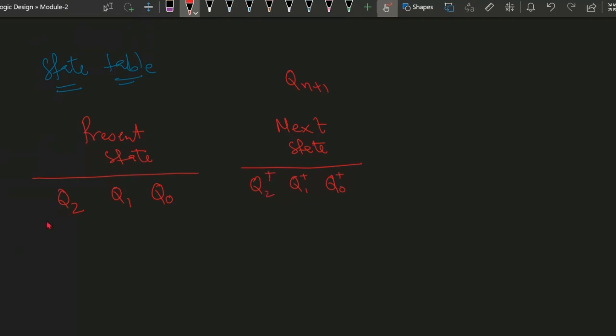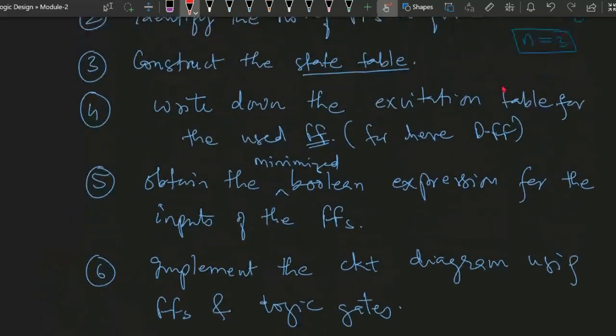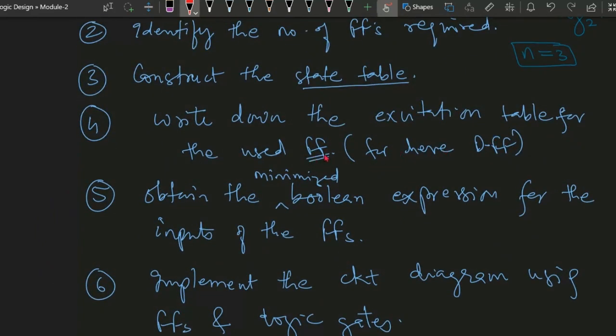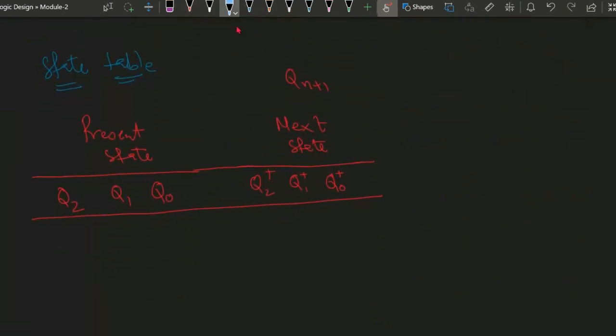So there is a present state and there is a next state. And with respect to the present state and the next state, there will be the output. And that output we will be basically considering here is the excitation table of the D flip-flop that we are using here. So what is the present state and next state? We will just write it out.